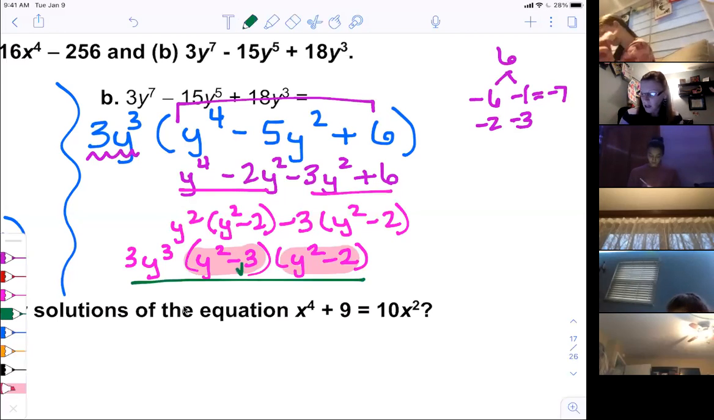So can you take the square root of that number? If you say yes, then it can be broken down again. If you say no, then we don't have to factor it any further. Any questions?